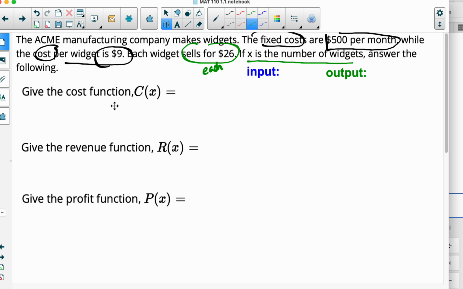So my input, so here's my cost. I want to write the cost function, C of X. Well, my input is the thing inside the parentheses. So my input is X in this case, and that is right here. It told me the number of widgets. And so my output is going to be cost. So that I could write as C. That's my cost.